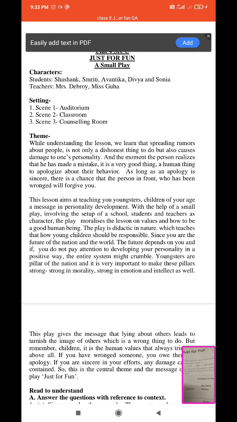It's the age where you build up your character, your moral values, and your ethics. It's a very impressionistic stage where with one wrong step of yours, you can spoil your life altogether. So it's a very small play with lots of characters.